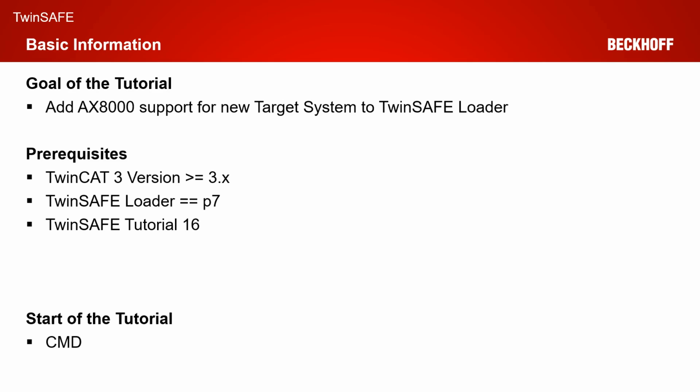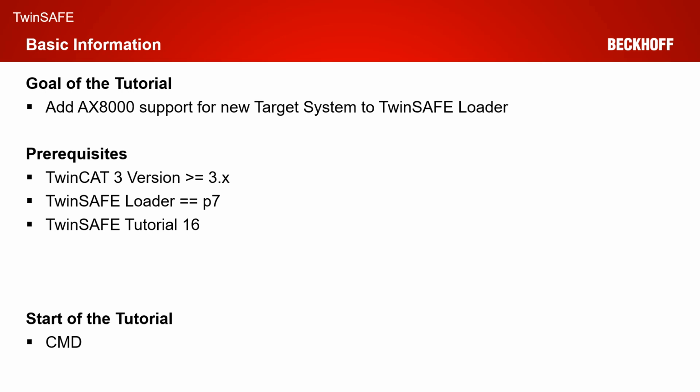For today's tutorial, we are taking TwinSAFE Loader version P7, the current released version, which doesn't support the AX8000 as target system for the TwinSAFE Loader. And the goal for today is to support the AX8000. As prerequisites, we need a TwinCAT 3 version. We need the current release version P7 of the TwinSAFE Loader and our TwinSAFE tutorial 16, where we explain all the configuration for the TwinSAFE Loader.